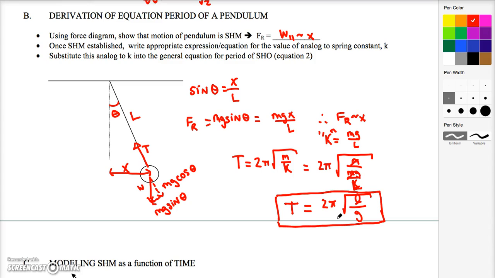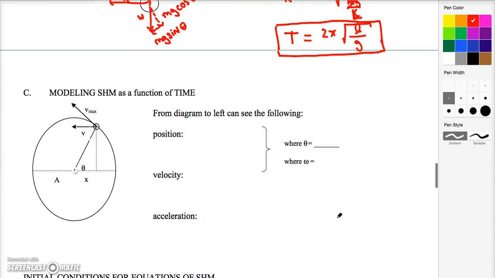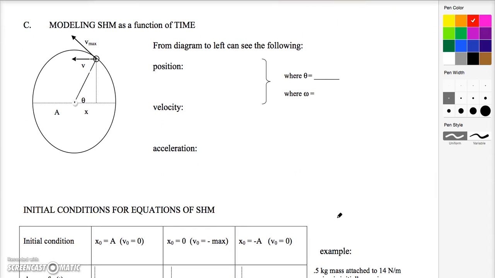Okay, so the last thing that we want to do is take a look at modeling simple harmonic motion as a function of time. So what we want to say is what is happening to its position, velocity, and acceleration as a function of time. You guys have done this in your math class, that we want to say x as a function of t. Remember that this is A here, so if we describe the relationship between x and A, we have a cosine function. So I'm going to write out the cosine function.